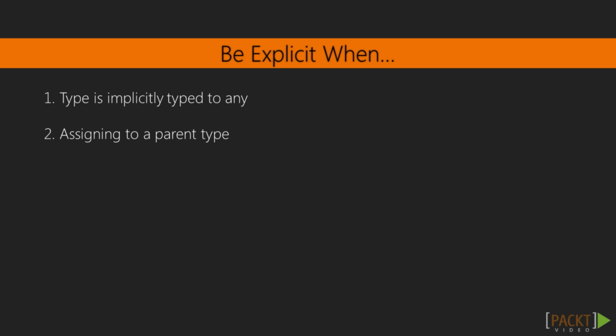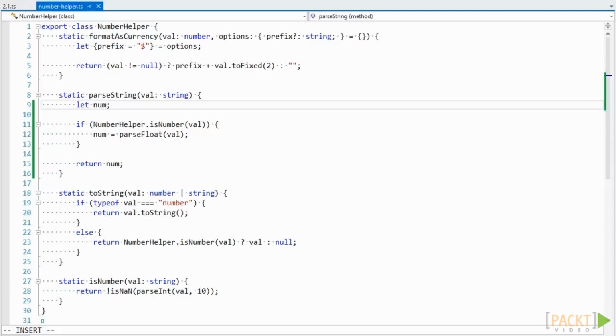This is why it's crucial when using implicit types that we also use descriptive names. Now, when should we be explicit? Here are some good rules to follow. 1. Be explicit when the type will be implicitly typed to any. And 2. Be explicit when assigning to a parent type. Otherwise, write descriptive code to eliminate the need to be explicit when the type could be implicit. Let's look at these two cases.